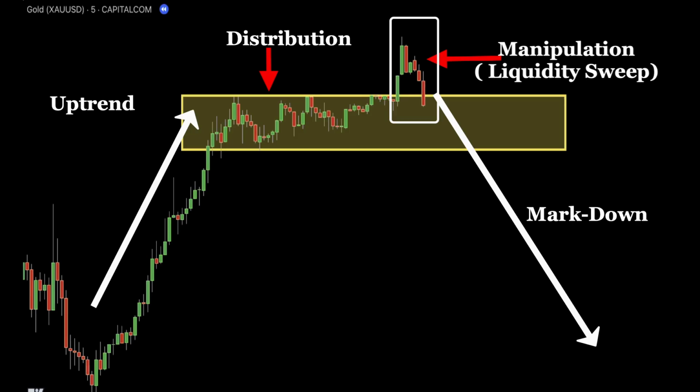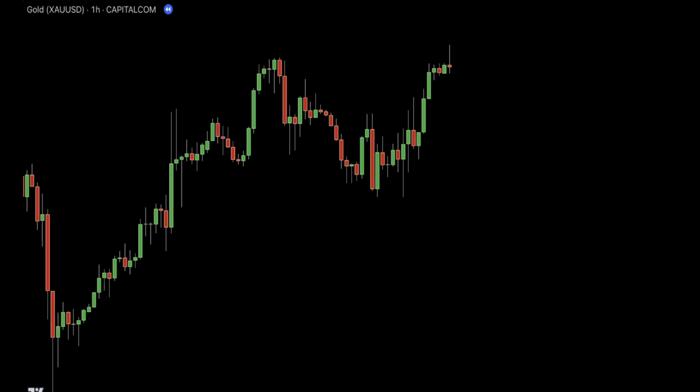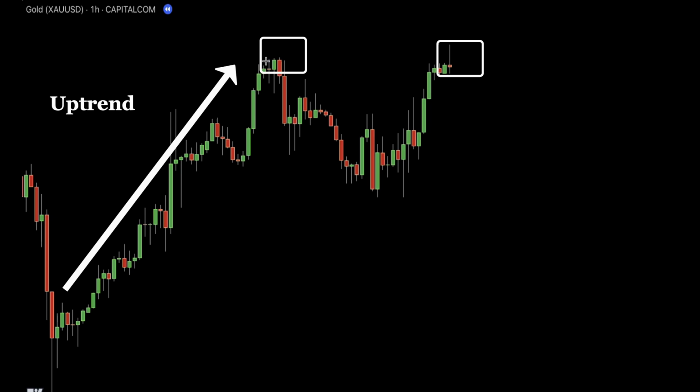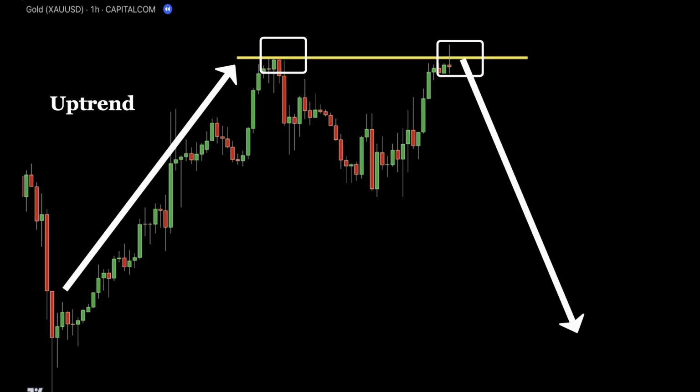To confirm this setup, we need to switch to the hourly time frame. Even though we'll execute the trade on the 5-minute chart, the higher time frame helps validate our decision. On the hourly chart, we can see the market was trending upwards, but it formed a clear double top. There's also a noticeable rejection at the resistance level, suggesting that the market is likely to reverse and move downwards. This aligns perfectly with our setup on the 5-minute chart.